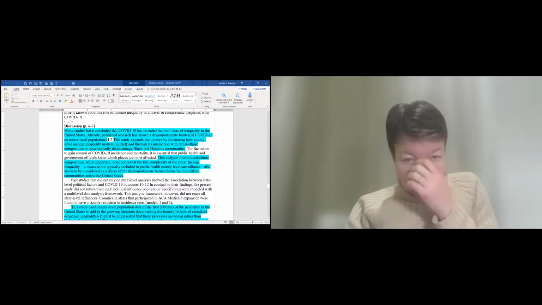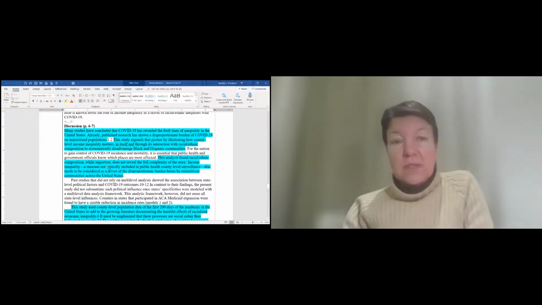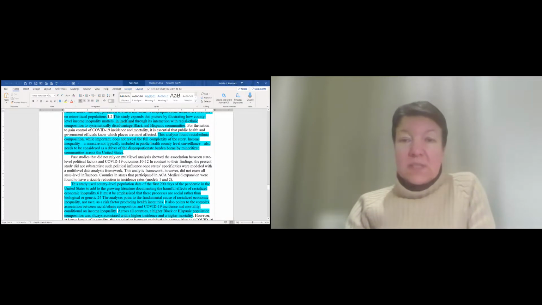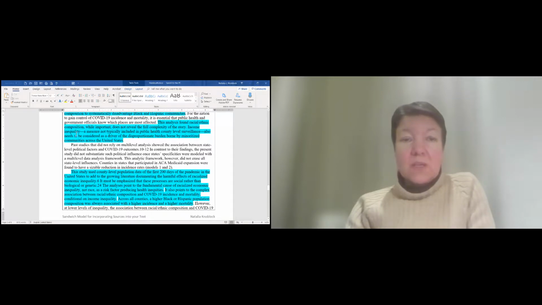Many studies have concluded that COVID-19 has revealed the fault lines of inequality in the United States. Published research has shown disproportionate burden of COVID-19 on minorized populations. The study explains the picture by illustrating how county-level income inequality matters. Okay. This analysis found racial and ethnic composition, while important, does not reveal the full complexity of the story. Income inequality, a measure not typically included in public health county-level surveillance, also needs to be considered as a driver of disproportionate burden borne by minorized communities across the United States.